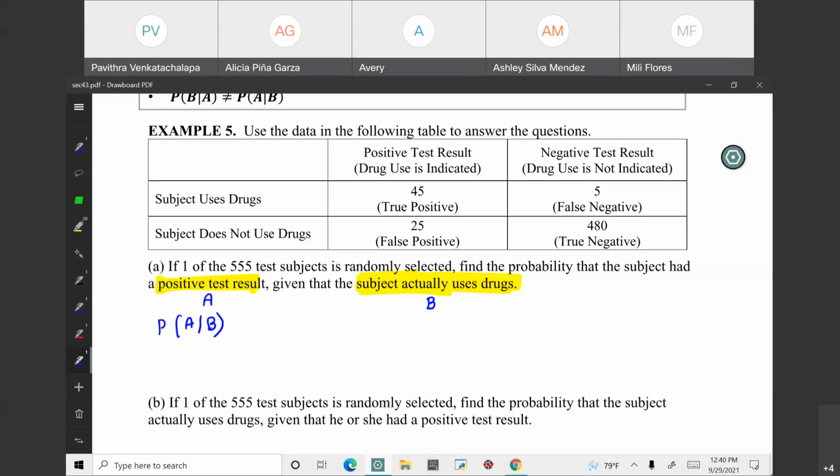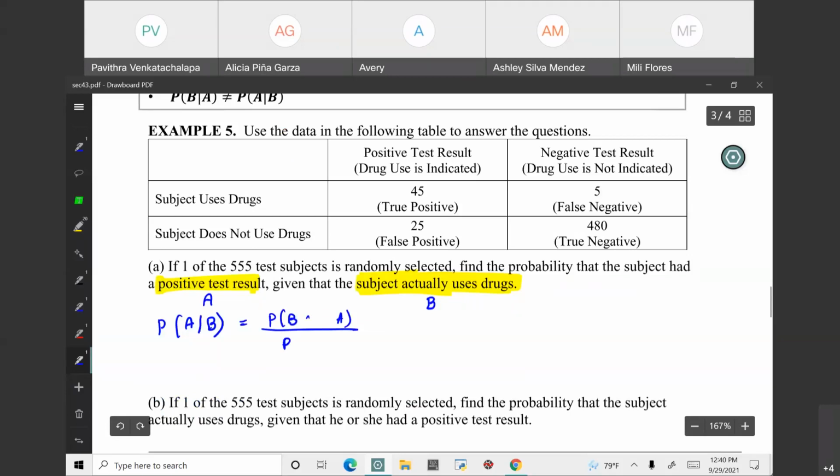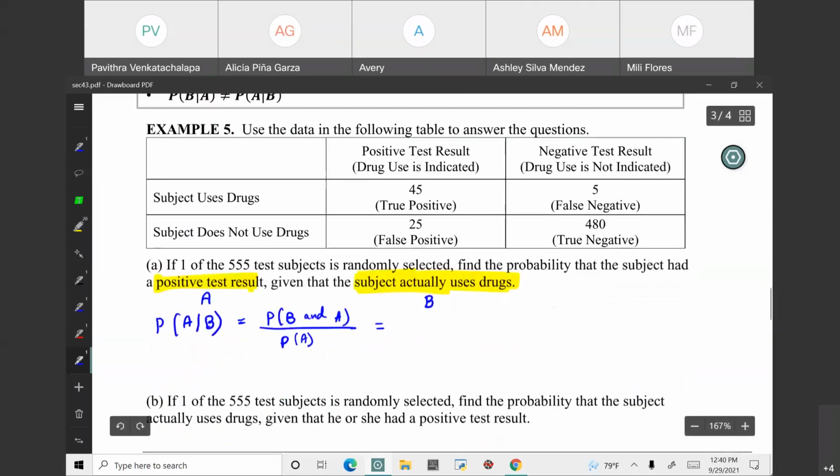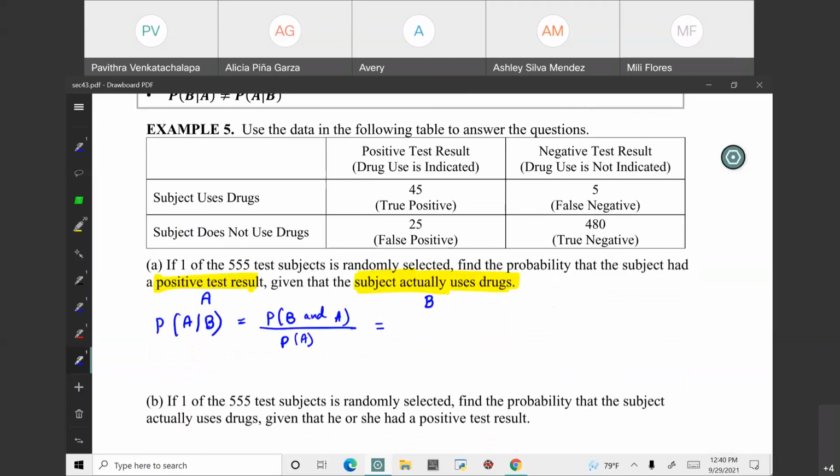In that case, use the formula P of B and A divided by probability of A. Before that, let us calculate this: 50, 505, this is 70, this is 485, plus 555. How did I get all these numbers? You just have to add the rows and the columns. That's all.